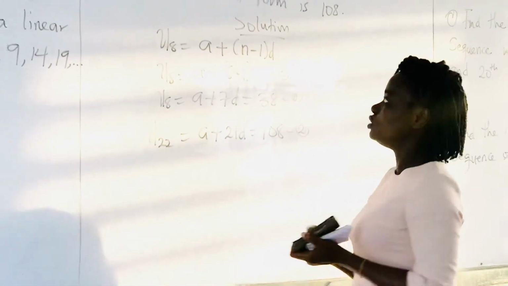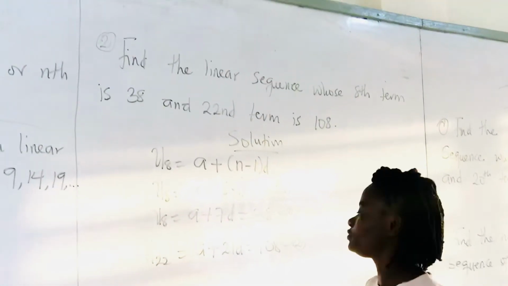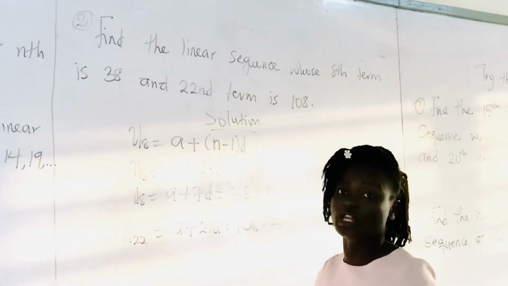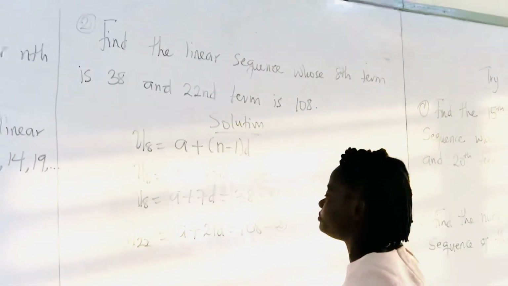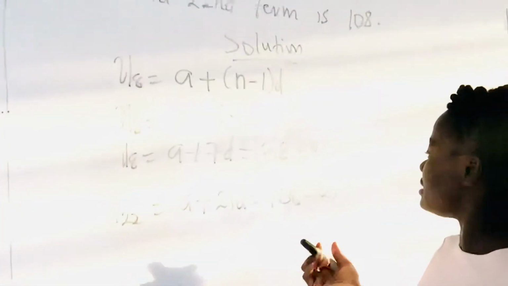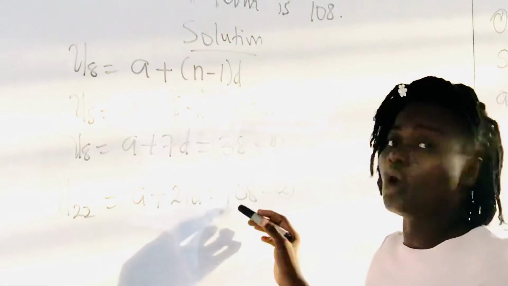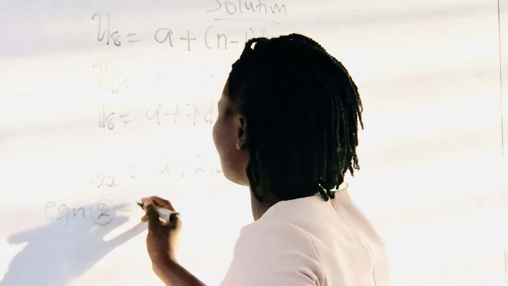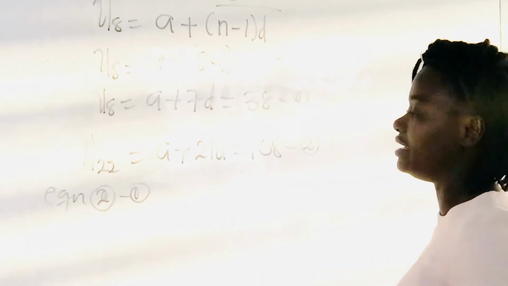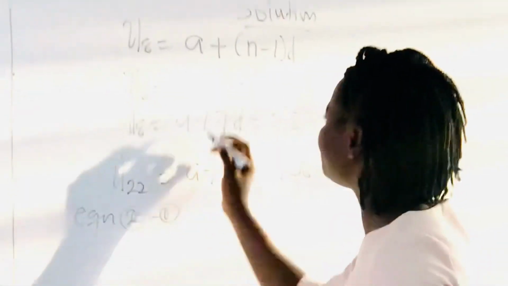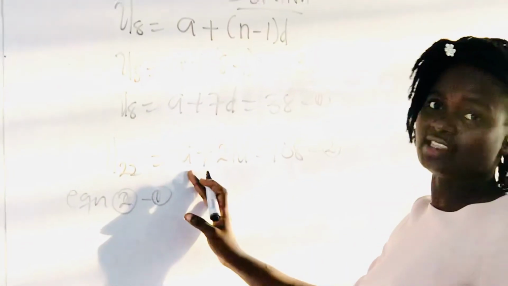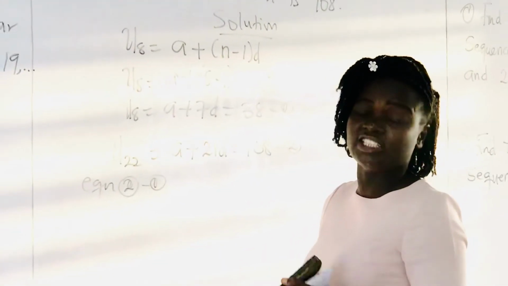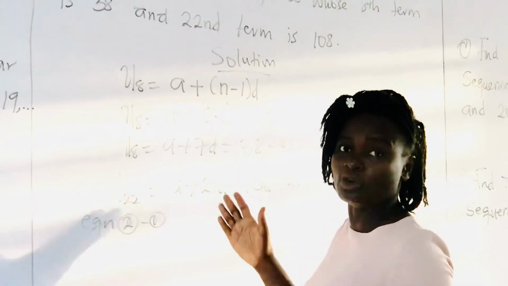Equation 2 using the general formula. So after getting the two equations, we are going to solve them simultaneously. That is going to give us, so looking at this, we can say subtract equation 1 from 2. So equation 2 minus 1. That is giving us, so A minus A will give us 0. That is, we are using the elimination method to solve this simultaneous equation.